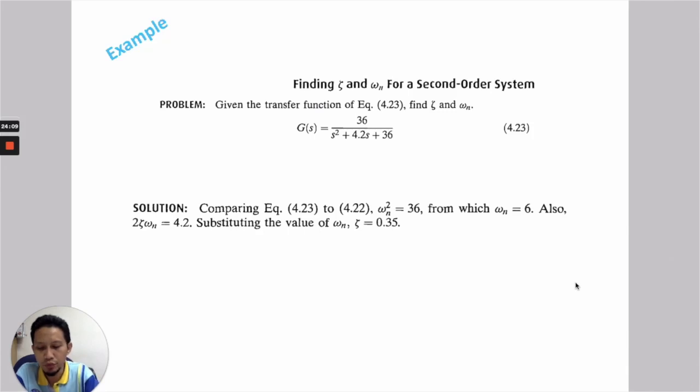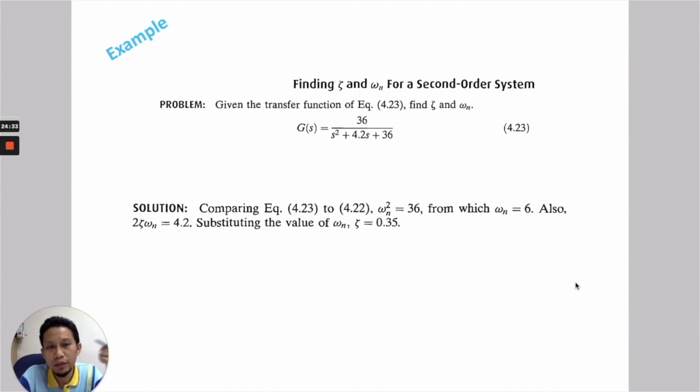Next, we go to an example. We need to find zeta and omega n for this second order system. Let's say we have a transfer function here, 36 over s squared plus 4.2s plus 36. So how do we find zeta and how do we find omega n?